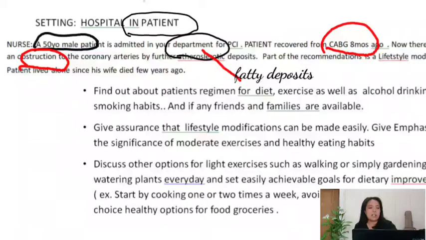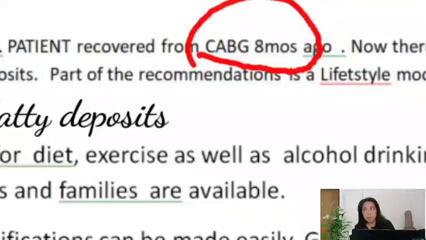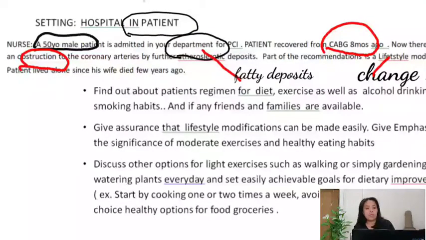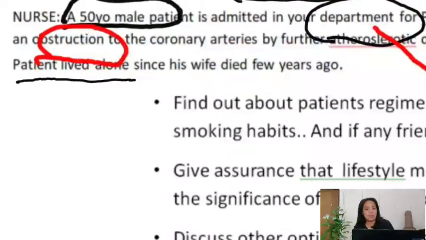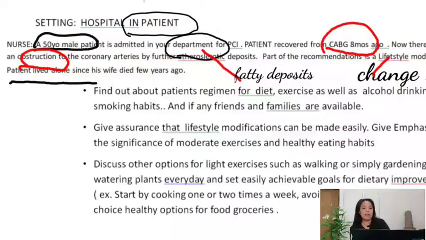And the main aim of our talk is the recommendation of a lifestyle modification. So that is change in lifestyle. So we can write there, change in lifestyle. The patient also is given that he lives alone, because no one's with him. Okay, going to the task.